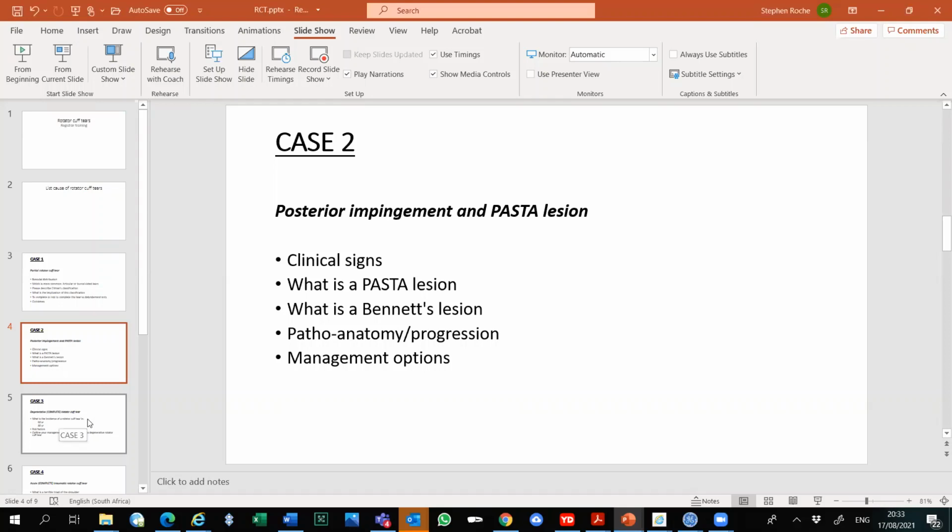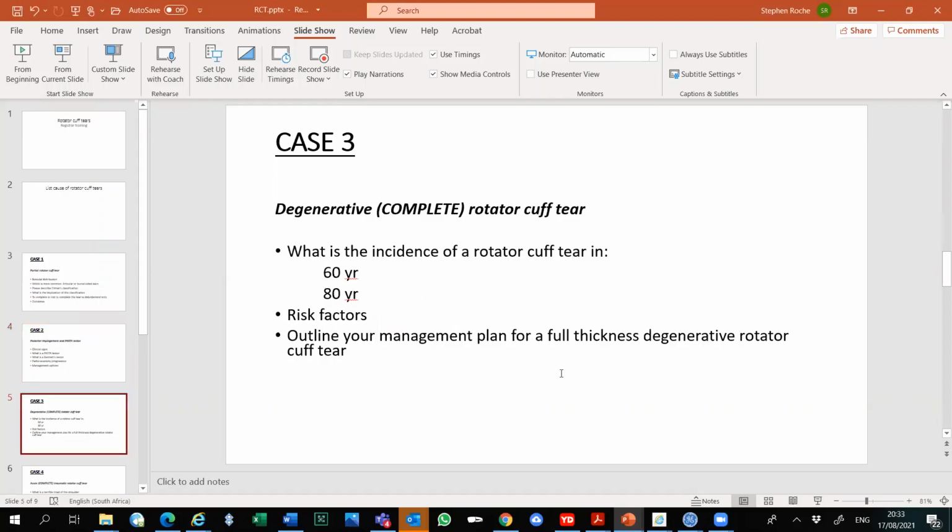Okay, enough on partial thickness cuff tears. Let's see who another one. So we were talking about this a little bit earlier. Mohammed, what's the incidence of rotator cuff tear in a 60-year-old and an 80-year-old? Michael, do you want to help him out? Roughly 60% of 60-year-olds and 80% of 80-year-olds have.